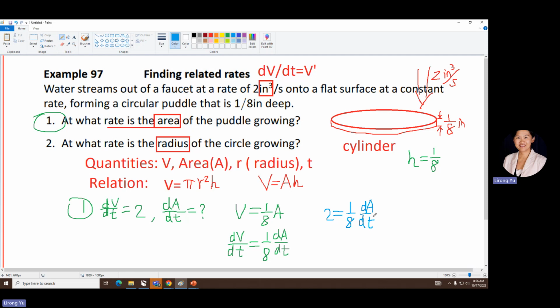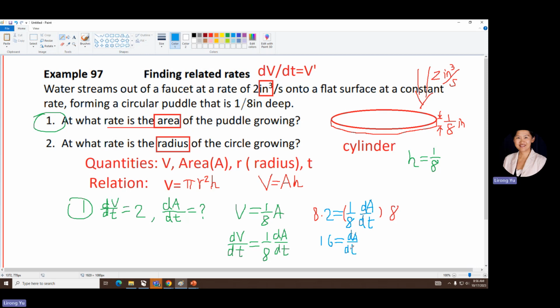So in order to get it by itself, we want to get rid of the 1/8. How do you get rid of the 1/8? You can multiply by the reciprocal. Dividing by 1/8 on both sides of the equation is the same as multiplying by 8. So we times 8 on the right, and we also times 8 on the left. That's going to be 16 on the left, and then the right side will just be dA/dt.